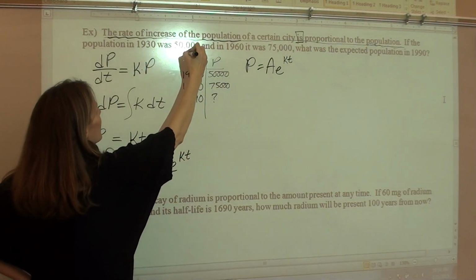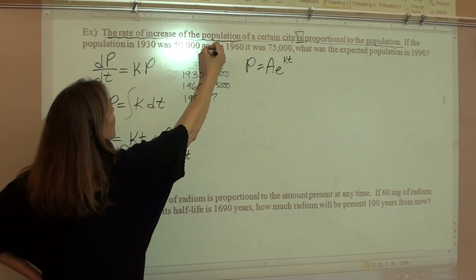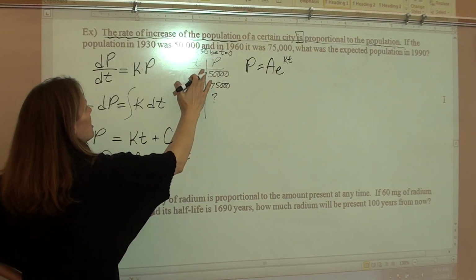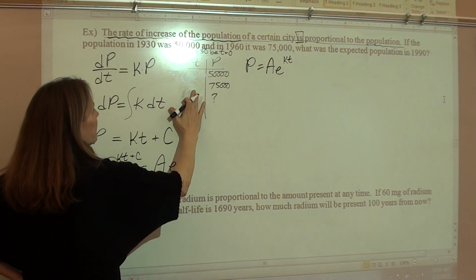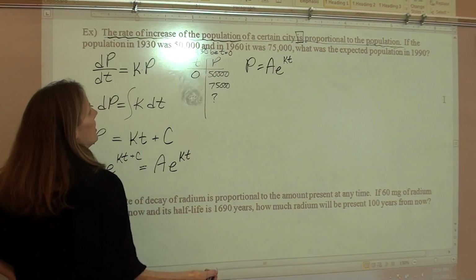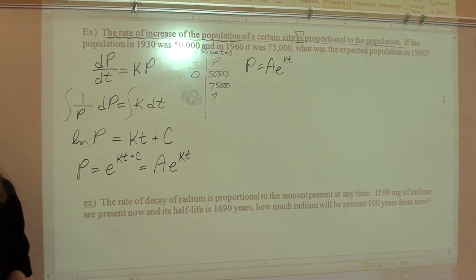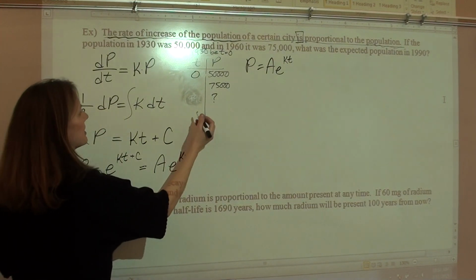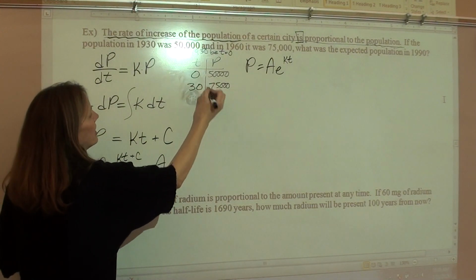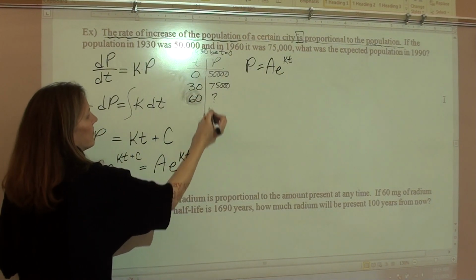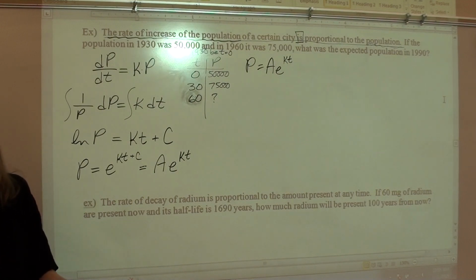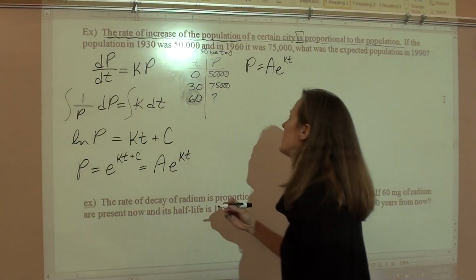I'm going to let 1930 be T equals 0. And I'm going to measure time as years from 1930. Life is always easier when you have a 0 starting point. So if 1930 is 0, what would 1960 be? 30. And what would 1990 be? 60. Okay. Much easier to work with. You can keep the years, but it's much easier to work with if you reset your t-values.